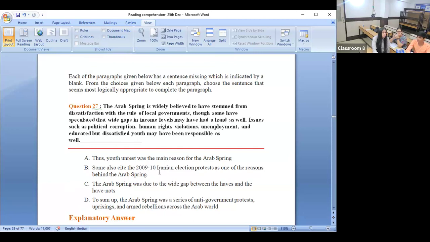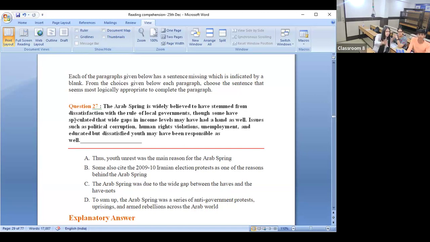Some also cite the 2009 to 2010 Iranian election protests as one of the main reasons behind this. The Arab Spring is due to the wide gap between the haves and have-nots. C, because it looked like a concluding statement, because the blank was created. Whereas B could have been... अच्छा, एक बार इसमें टोन बता दो. Just tell me of the passage or of the passage. It is informative. Right? अच्छा, इसमें देखो, लग रहा है कि it is widely believed to have stemmed from the dissatisfaction. ये तो ठीक है, first वाला. And they are also saying that there is a wide gap in the income level. ठीक है, this is there.